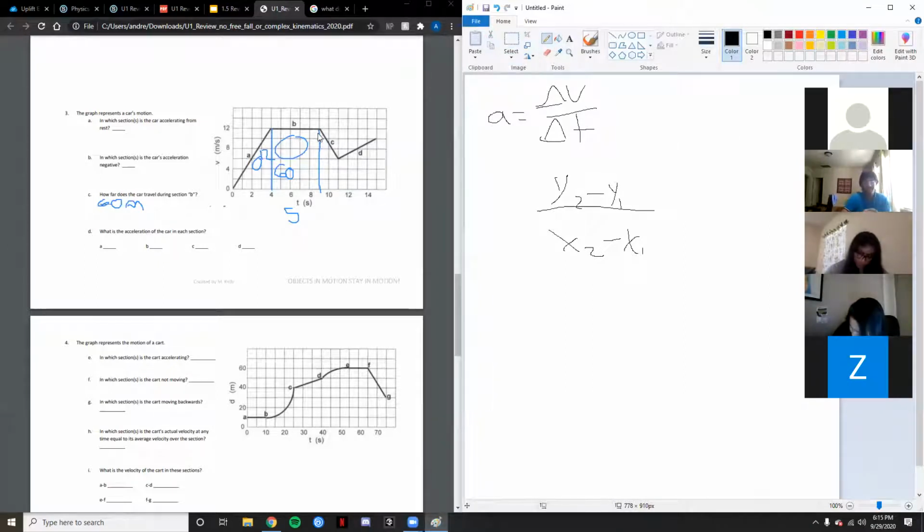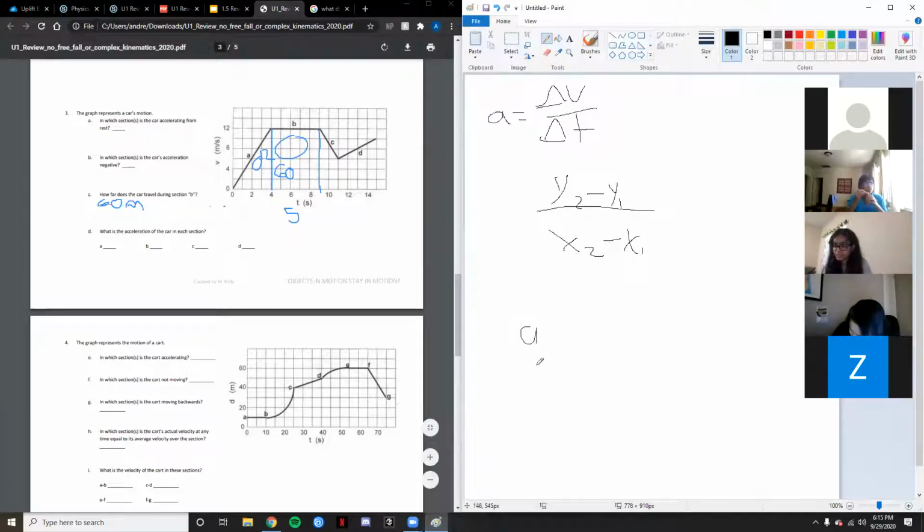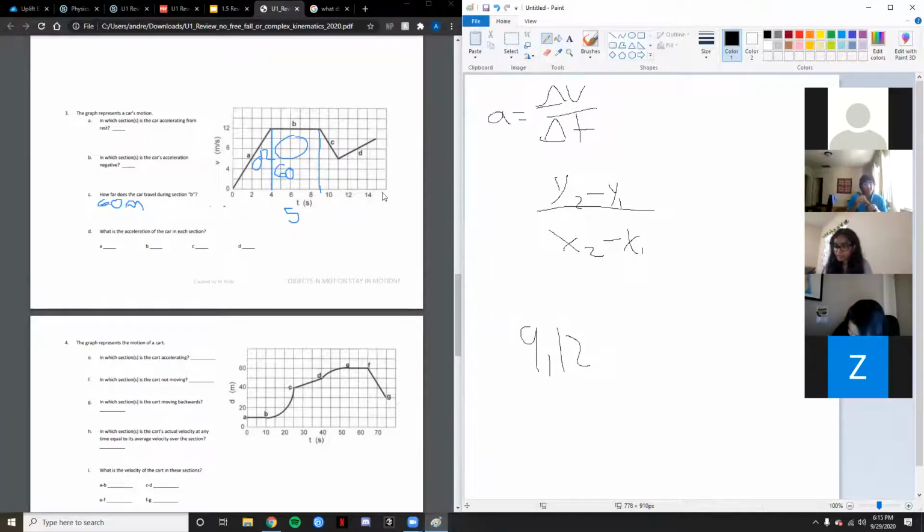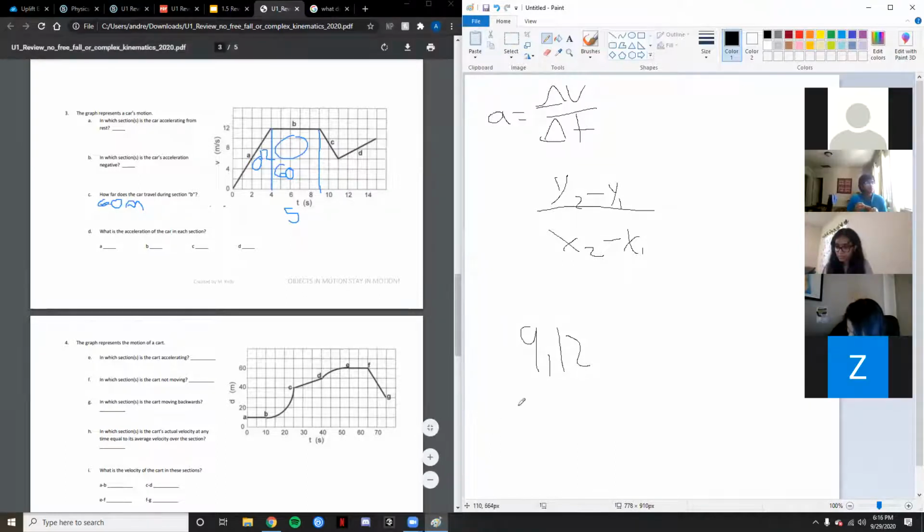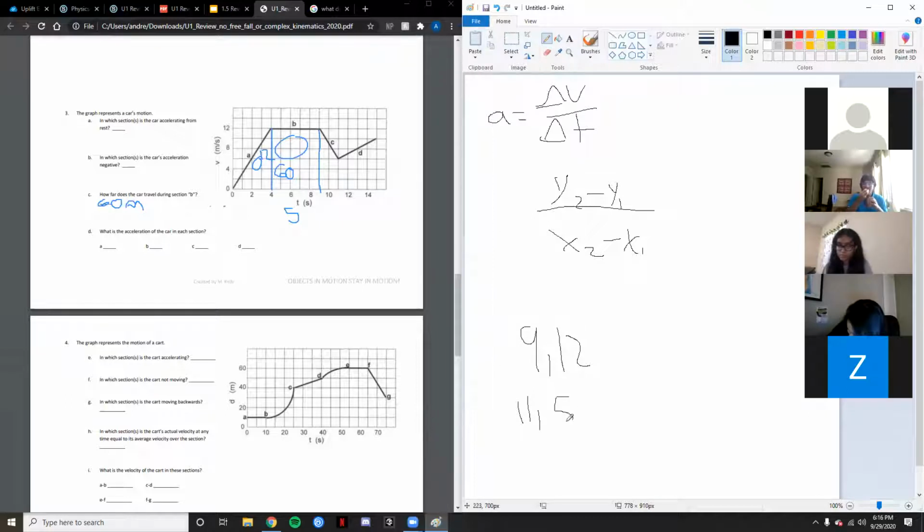For C, I'd pick two points. So I got 9 and 12, so 9 comma 12. And I got 11 and 5. So I do y2 minus 5 over x2. 5 or 6? 11, 5.